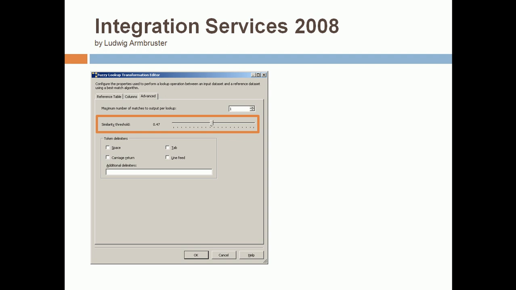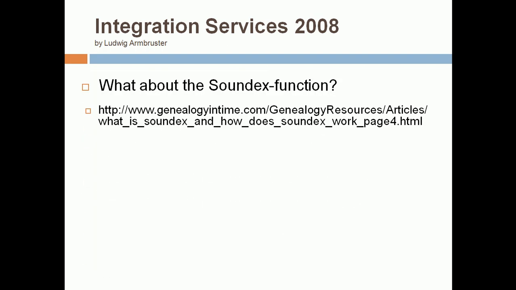There is a token delimiters option, so if your input data do have some tokens, you can tell the lookup transform that here, or you can enter additional delimiters in that text box down there. The point is here that if we tell the lookup that there is a question mark all over the place, or a tab or a space, then it's usually easier for the lookup to come up with a more suitable match. That's why we have the chance to do that here.